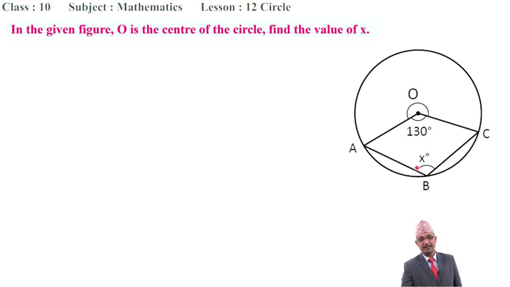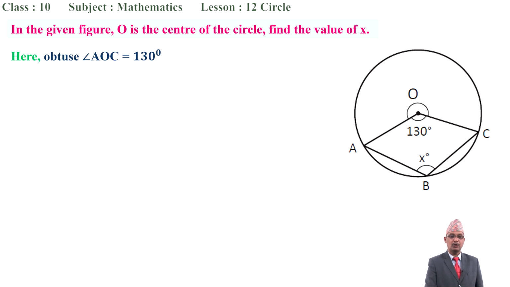Very simple. This x is an inscribed angle standing on the major arc AC, and this major arc AC subtends reflex angle AOC. So if we have the value of reflex angle AOC, then the inscribed angle is half of reflex angle AOC. That's why firstly we calculate reflex angle AOC. But what are we given? We are given this obtuse angle AOC. So we are writing obtuse angle AOC equals 130 degrees.